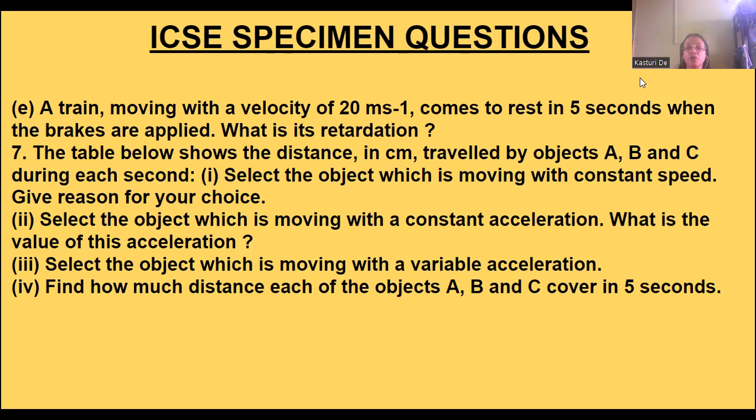So the first question today, question number 7. The table below shows the distance in centimeters traveled by objects A, B, and C during each second. Select the object which is moving with constant speed. Give reasons for your choice. Select the object which is moving at a constant acceleration. What is the value of this acceleration? Select the object which is moving with variable acceleration, and find how much distance each of the objects A, B, and C cover in 5 seconds.